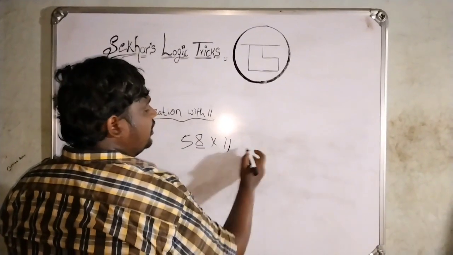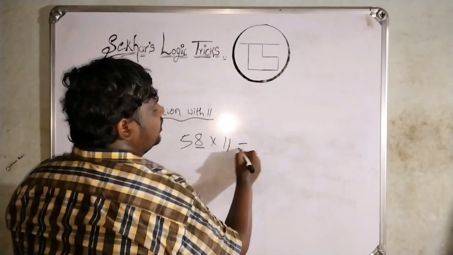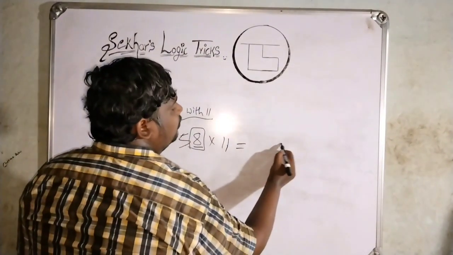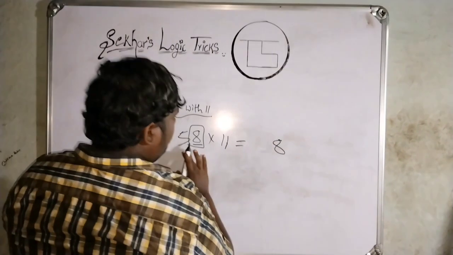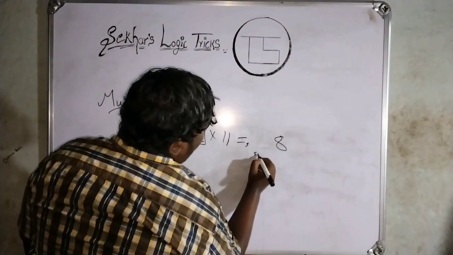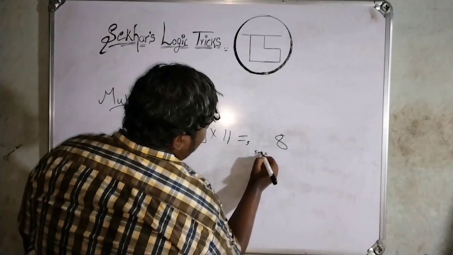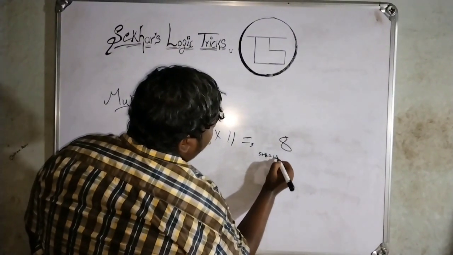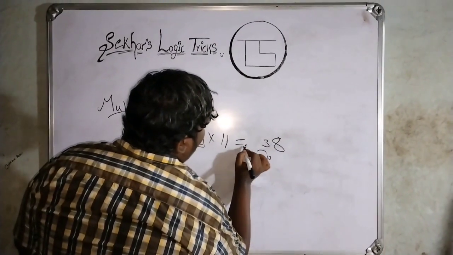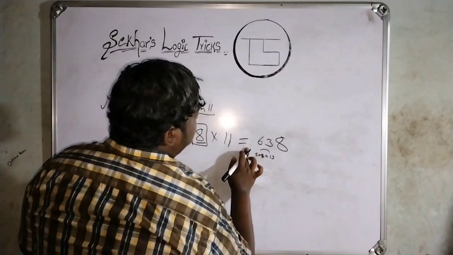58 into 11: the unit digit value is placed first, and before placing, 5 plus 8, nothing but 13. See, 3 is placed and 1 is carried to the 5. See, 638.